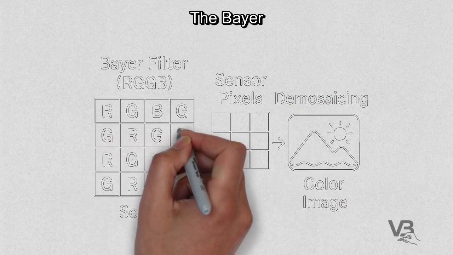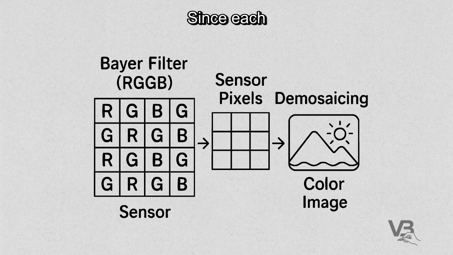4.1. The Bayer color filter. Since each pixel measures only the intensity, brightness of light, a color filter must be placed in front of each pixel. The most common pattern is the Bayer filter, consisting of 50% green filters, 25% red filters, 25% blue filters. There are more green filters because the human eye is more sensitive to green light.